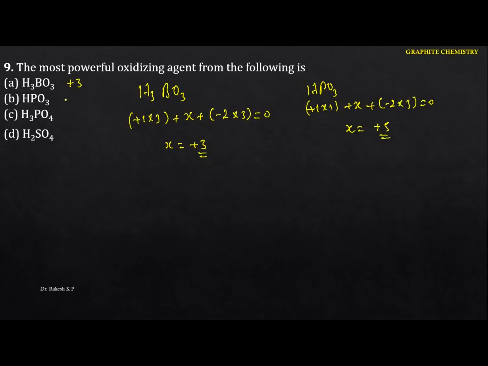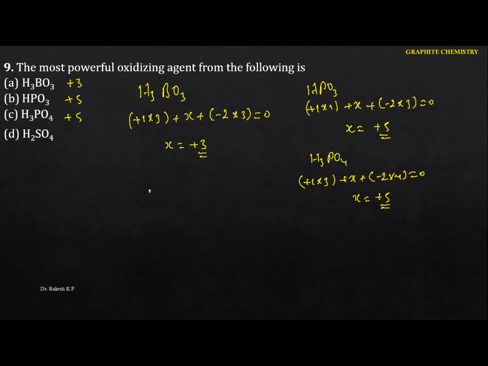Let me write the oxidation state of this one here. Similarly for this one, this is the phosphoric acid. Here we are going to get plus 1 into 3, plus X, and the next thing is minus 2 into 4, which is equal to 0. If you do the calculations here, we are going to get plus 5. So let me write the plus 5 here also.